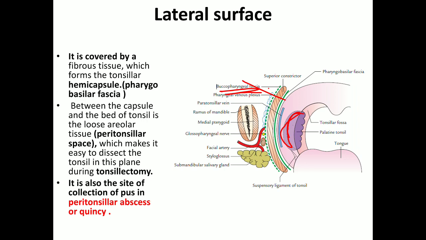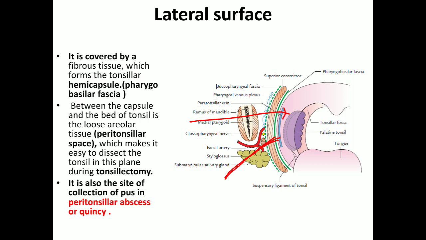So this pharyngobasilar fascia forms the capsule on the lateral surface, that is called the hemicapsule, and lateral to the capsule there is a space, this pinkish one, that is the peritonsillar space. In this space you can see a vein, that is the paratonsillar vein.